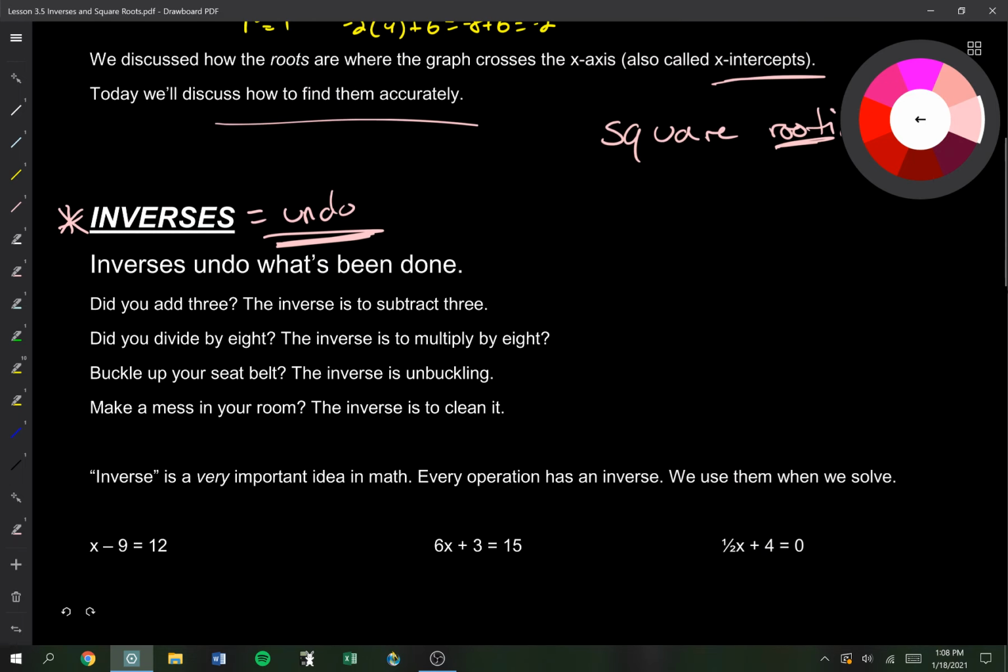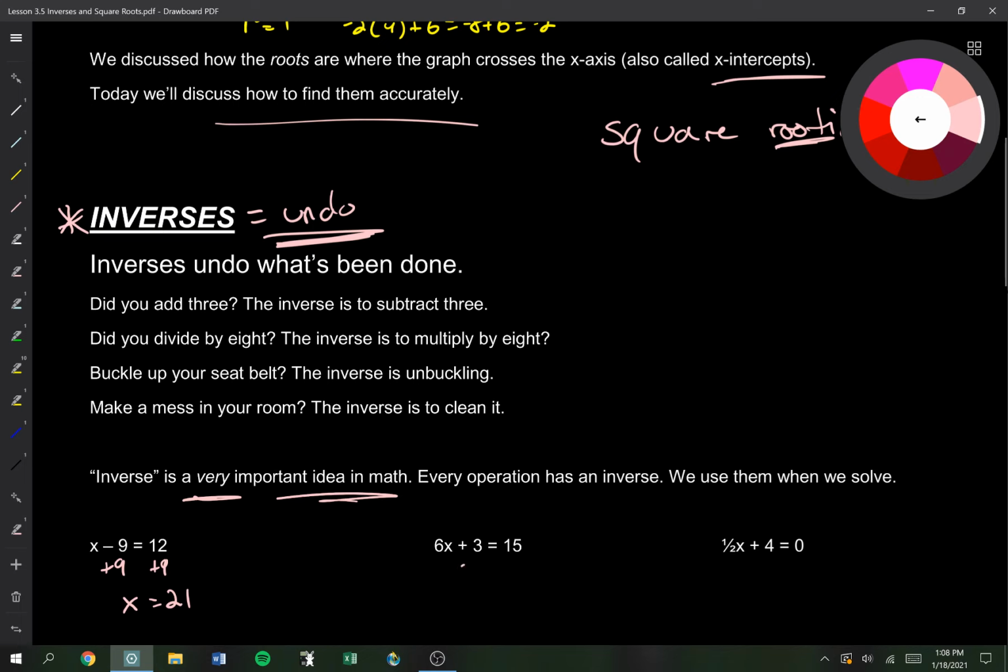Okay, so inverse is a very important idea in math. Every operation has an inverse. We use inverses when we solve, right? Like here we have subtraction, x minus 9. The inverse of subtracting is adding, because adding undoes subtraction, and we solved x equals 21.